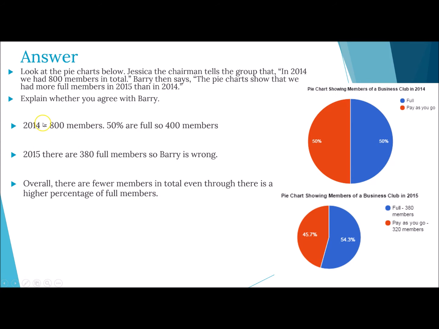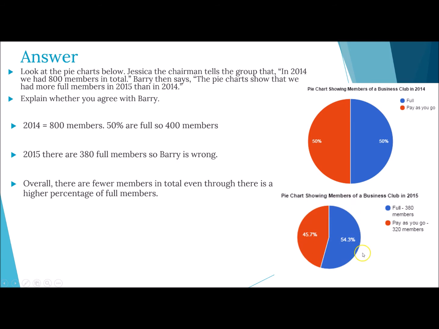First thing I would do for this one is say, well, in 2014, Jessica tells us there were 800 members in total, so the whole pie is 800. Looking at the colours, we know that full-time members were 50%. 50% of 800 is 400 members. In 2015, if we look at the numbers, the full-time were 380 members. So that means that Barry is wrong, because he said there were more full members in 2015, whereas we actually know there were fewer. So overall, there are fewer members in total, even though there's a higher percentage of full members in 2015.